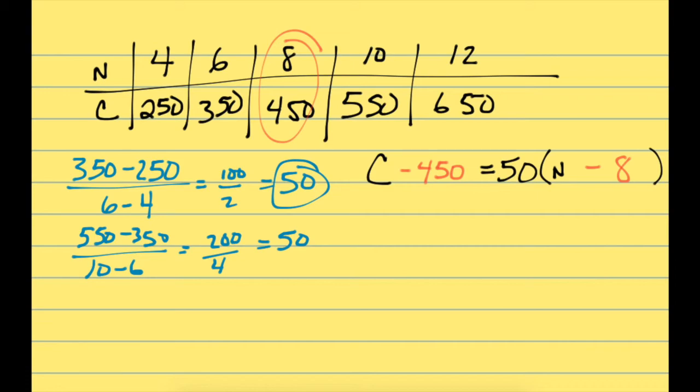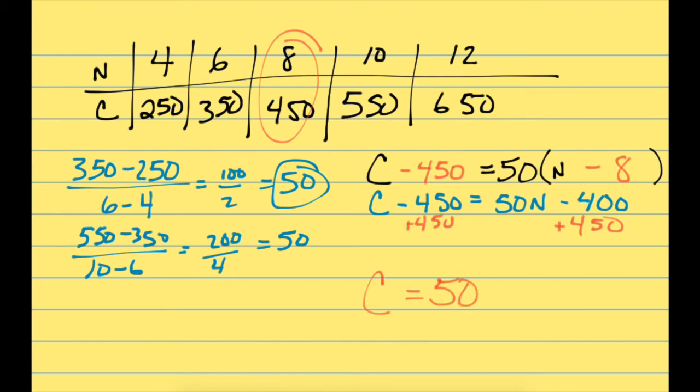Now, in order to write this as a function, we have to convert it to slope-intercept form. So we use our distributive property on the right, and then we add 450 to both sides. And that gives us c equals 50n plus 50. So there's our function.